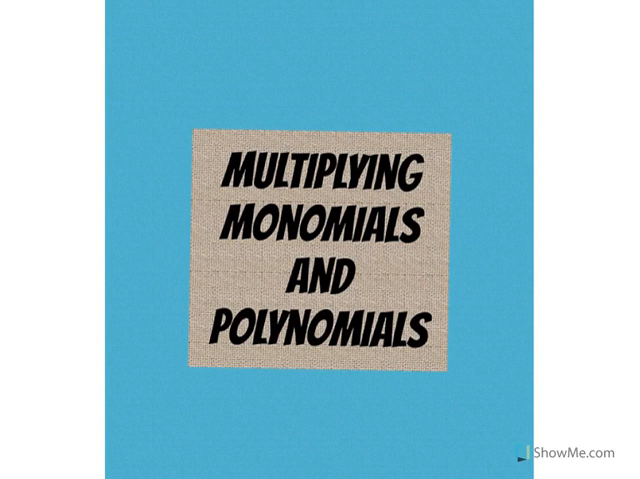So this was multiplying monomials and polynomials. So just keep in mind the acronym for FOIL: first, outer, inner, and last.